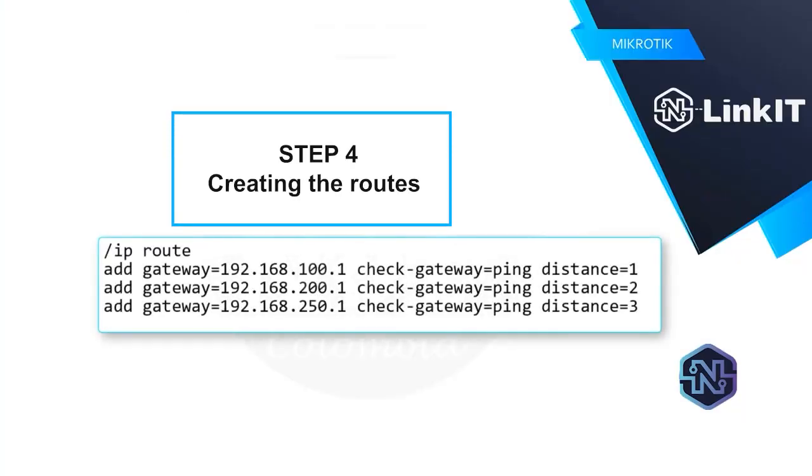Step 4. Creating the routes. We're going to create static routes for WAN1 with IP address 192.168.100.1 with distance 1. And for WAN2, with IP address 192.168.200.1 with distance 2. And also for WAN3, with IP address 192.168.250.1 with distance 3.